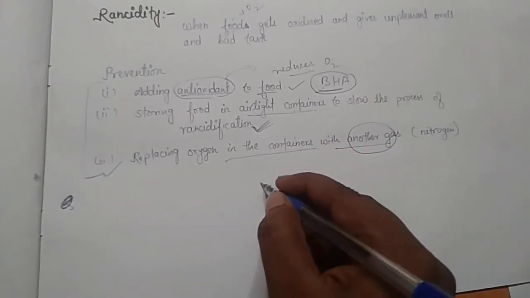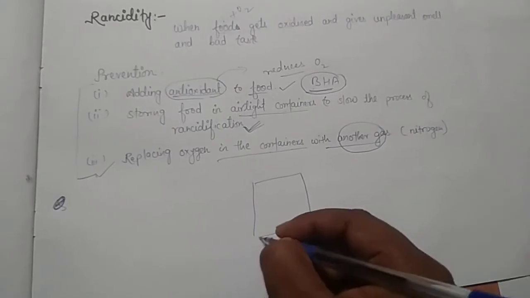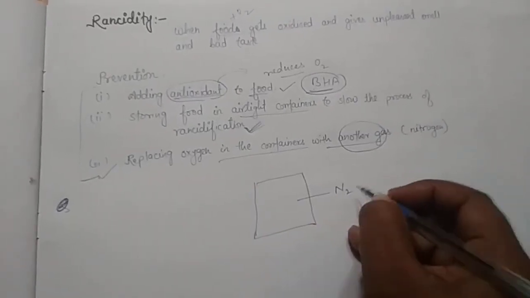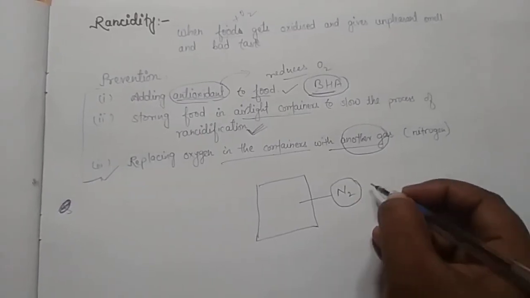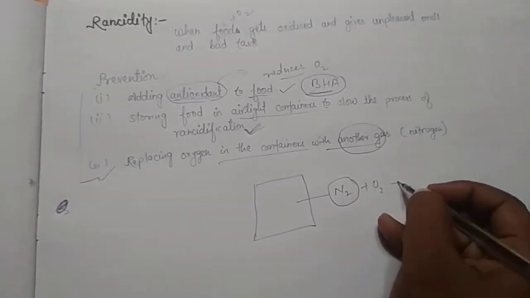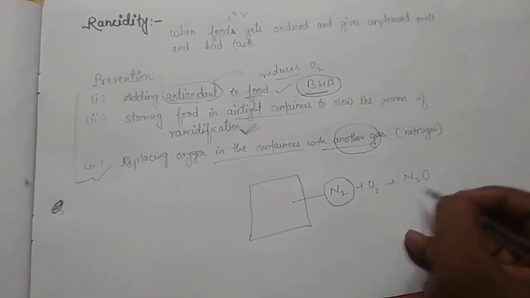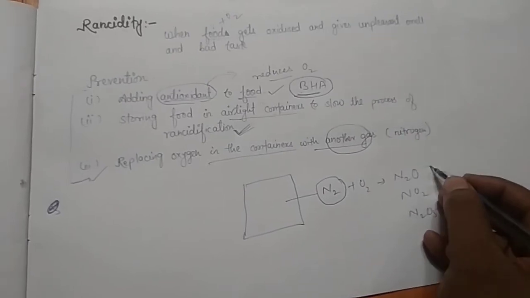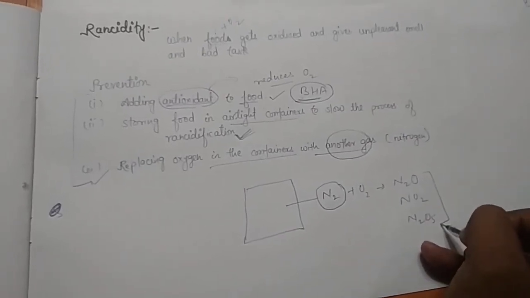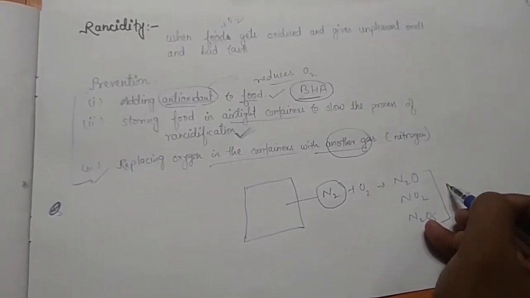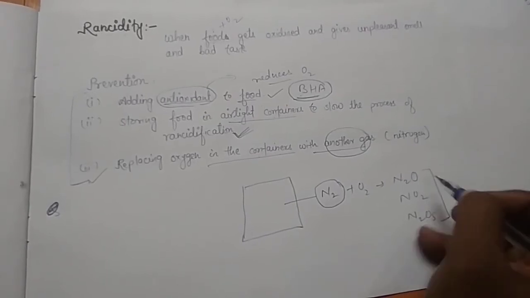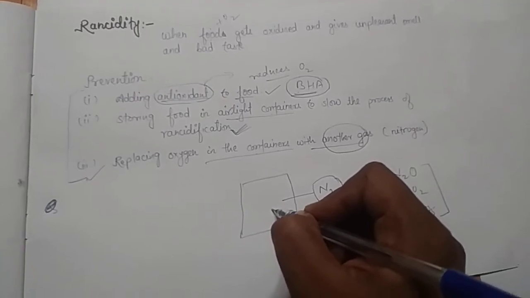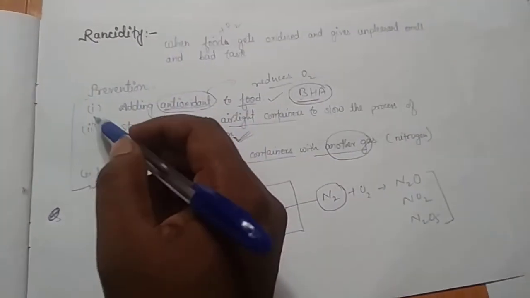See, children. Suppose this is a packet of chips, and it is flushed with nitrogen gas. Nitrogen being less reactive, when it combines with oxygen, it forms products like N2O, NO2, and N2O5. These compounds are very less reactive. That is why the amount of oxygen is very less in that packet. That is why our food material will be safe. So these are the preventions.